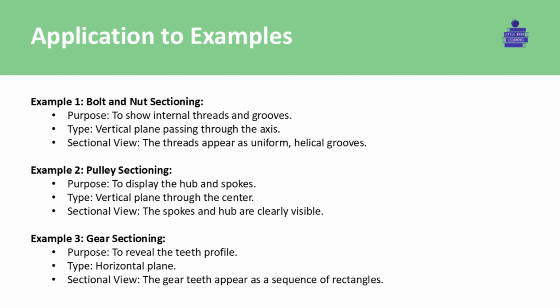Next, let's look at a pulley. When we section it vertically through its center, we can observe how the spokes connect to the hub, much like seeing the internal structure of a wheel. And for our gear example, a horizontal section shows us the precise profile of the teeth, which is crucial for understanding how gears mesh together. These practical examples show why sectioning is so important in engineering design and manufacturing.